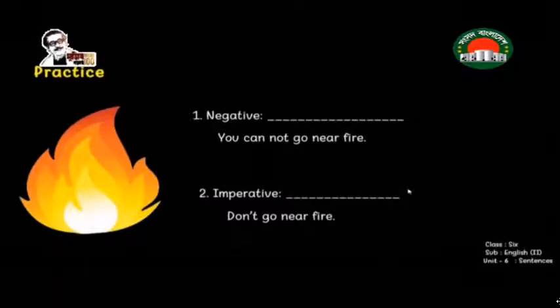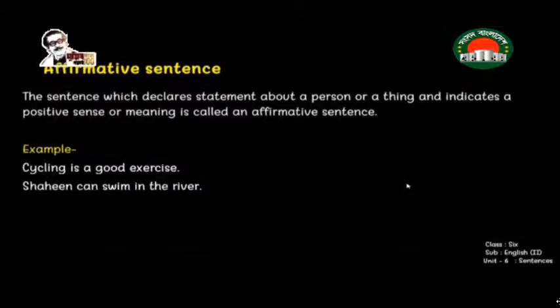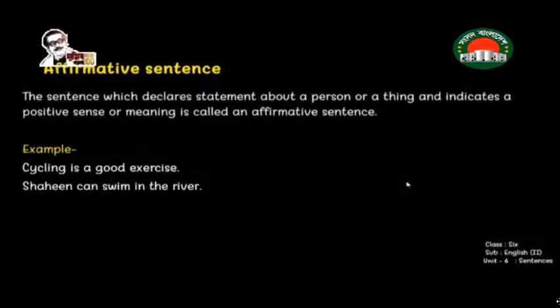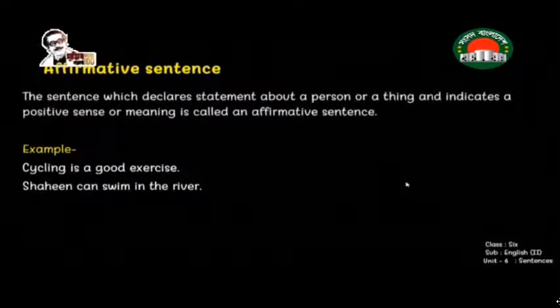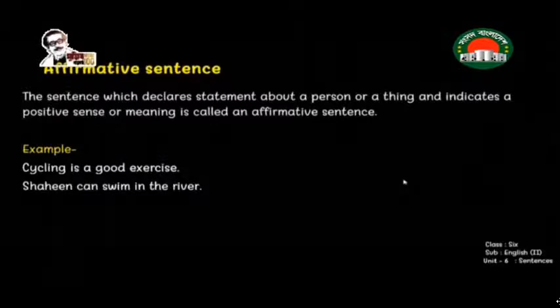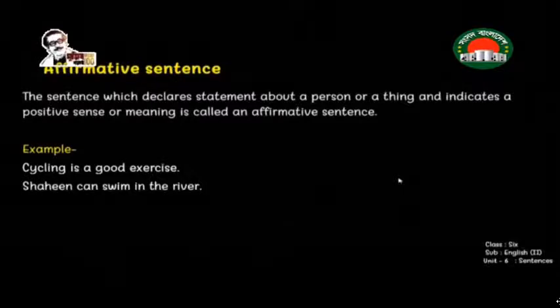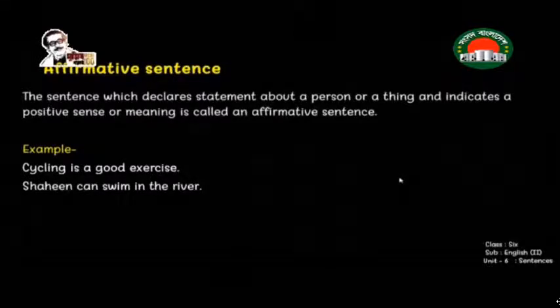Now listen, affirmative sentence: the sentence which declares a statement about a person or a thing and indicates a positive sense of meaning is called an affirmative sentence. For example, cycling is a good exercise. Shaheen can swim in the river. So now we will talk about how we can construct affirmative sentences.